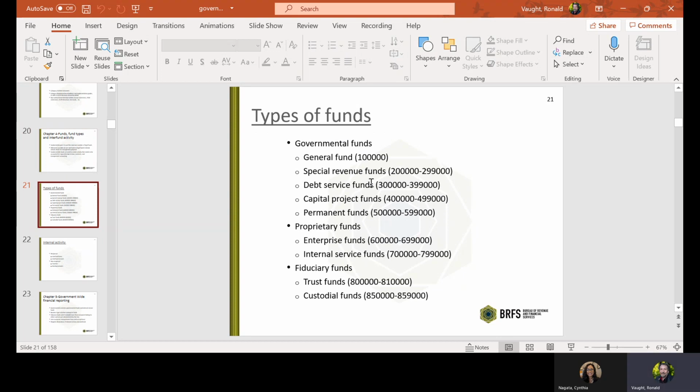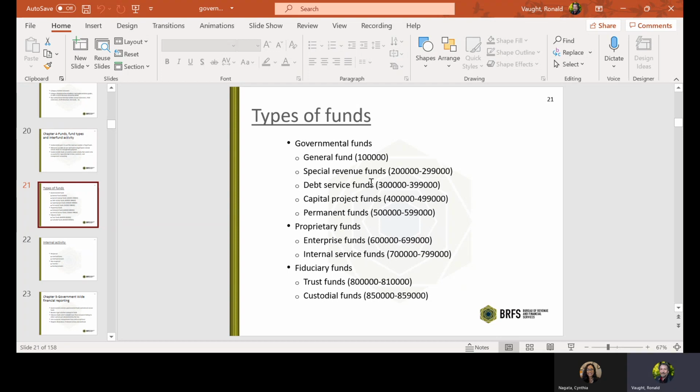The basic types are governmental, proprietary, and fiduciary. And within the governmental funds, you've got general funds and special revenue, debt service, capital project, and permanent. And we have all those types. Not necessarily everybody does, but we do. And proprietary, we've got enterprise and internal service. And then for fiduciary, we now have trust, and then we have custodial.